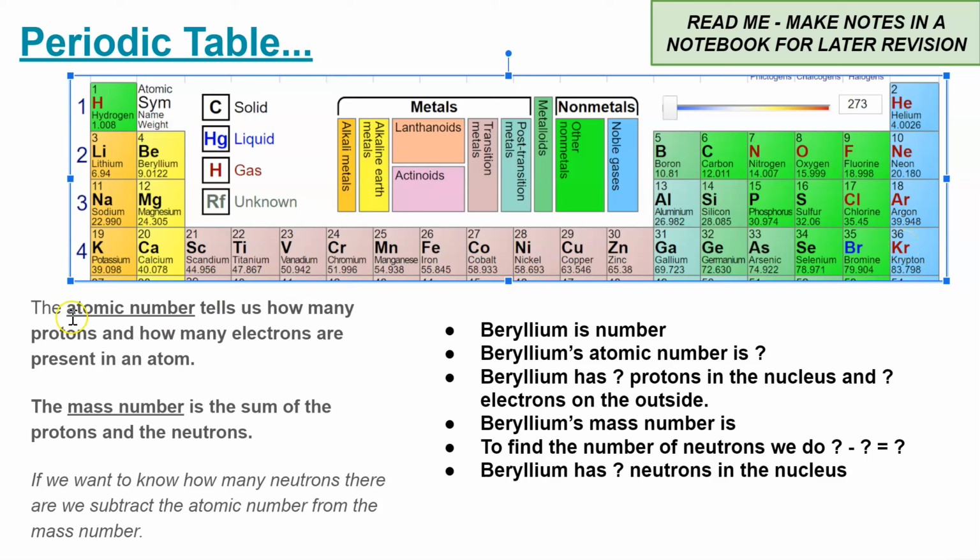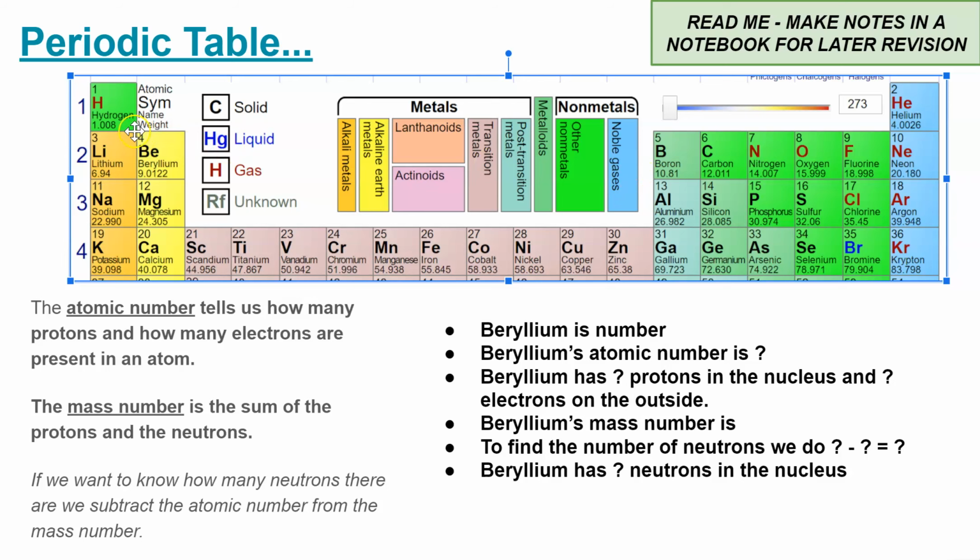Now you should remember that the atomic number tells us how many protons and or how many electrons are present in an atom. So for example, hydrogen is atomic number 1. So that means it has 1 proton and 1 electron. Helium is atomic number 2, so that means it has 2 protons and 2 electrons.